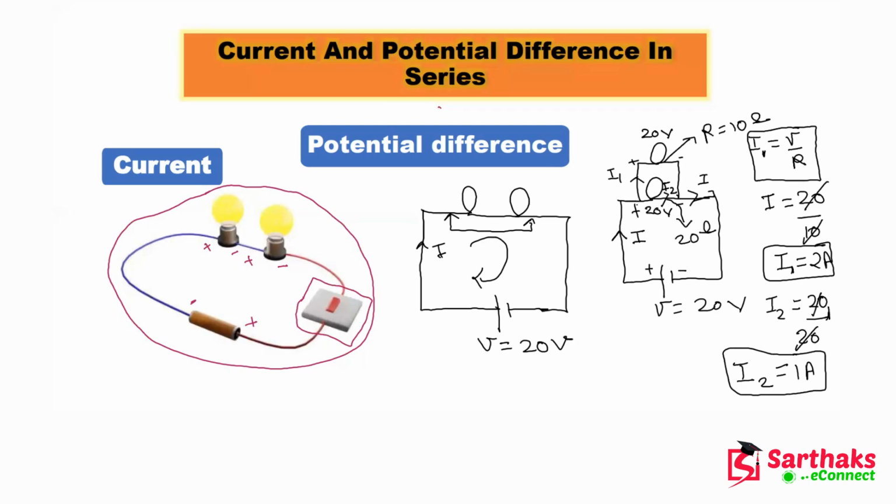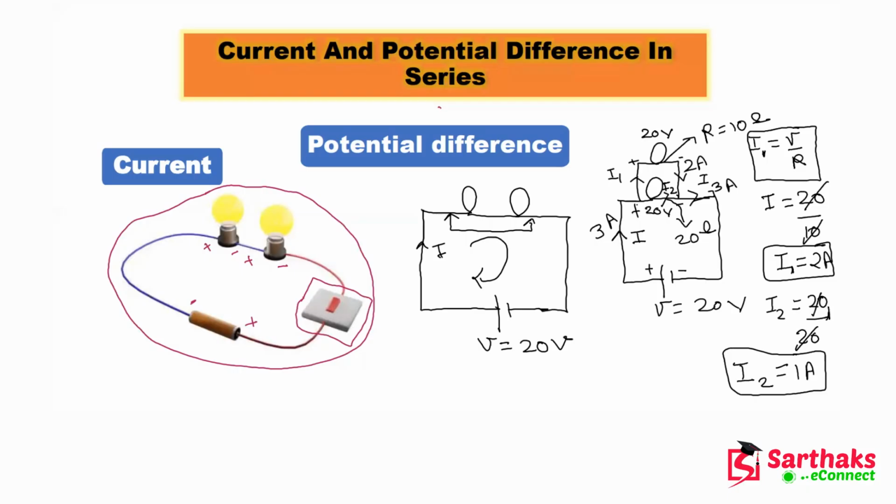And what is the value of current I1? That is 2 ampere. So here 2 ampere current is flowing, here 1 ampere current is flowing, and they will combine and give us 3 ampere. And from here 3 ampere current was flowing. So this 3 ampere was divided into 2 ampere and 1 ampere.